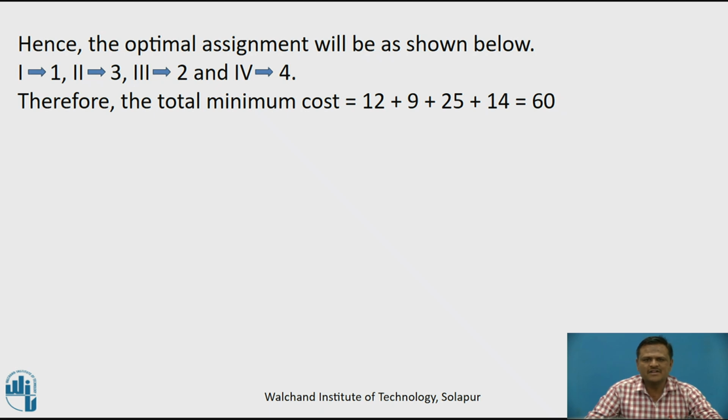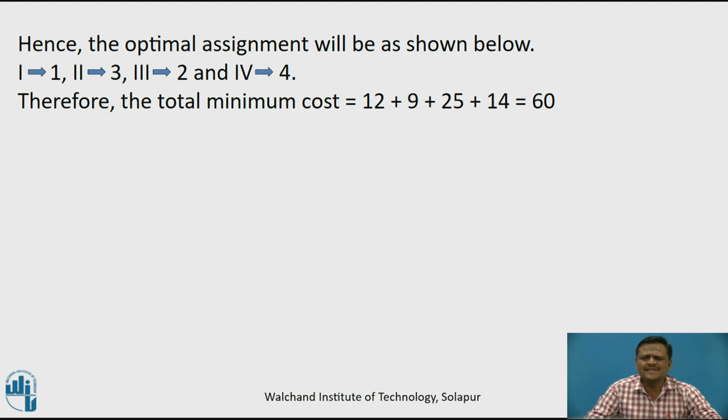Hence the optimal assignment will be as shown below. The first work will be assigned to the first man, the second work will be assigned to the third man, the third work will be assigned to the second man, and the last work will be assigned to the fourth man, so as to get the minimum possible cost. Therefore, the total minimum cost is equal to 12 plus 9 plus 25 plus 14, the sum comes out to be 60.